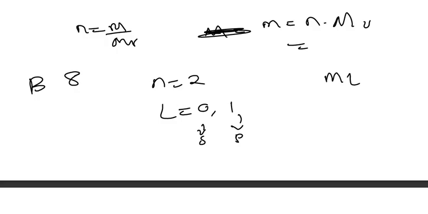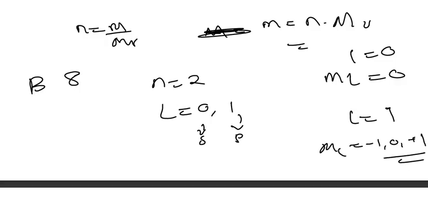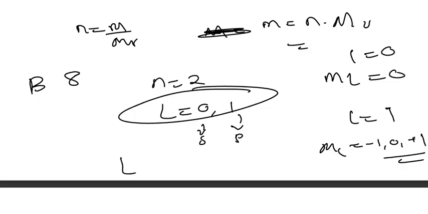The ML values depend on the L value. So when L is equal to 0, you get 0. When L is equal to 1, the ML values will be -1, 0, and +1. So I hope this is okay. They just want this. So L, you write, is 1 and 0. So these are the only answers that are needed there on B8. Then number 9.